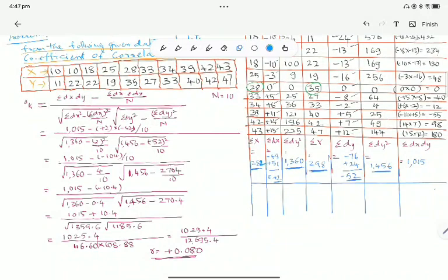Okay, here you simplify the values. 1015 minus plus 2 into minus 52, which becomes minus 104, divided by 10, all divided by under root of 1360 minus 2 square, that means 2 into 2 is 4, divided by 10, into under root of 1456 minus, in the bracket, minus 52 square, that means minus 52 into minus 52, so it becomes 2704, divided by 10, where 10 is the n value.